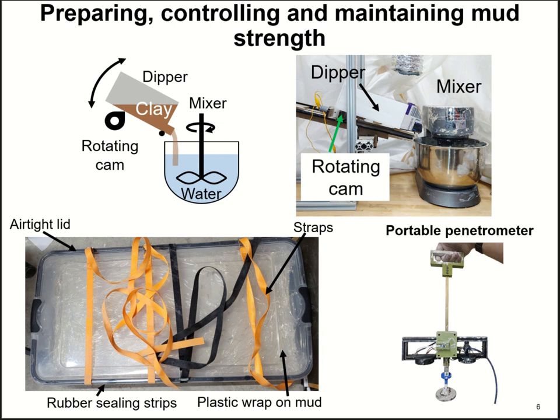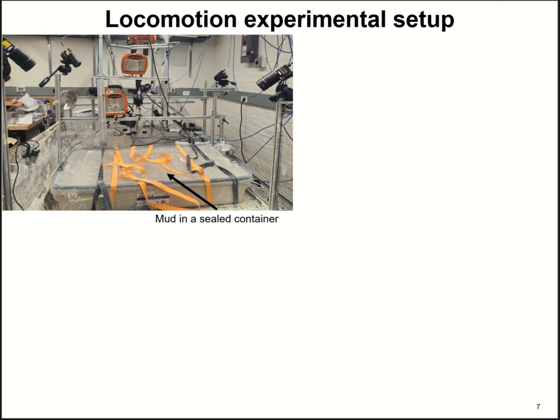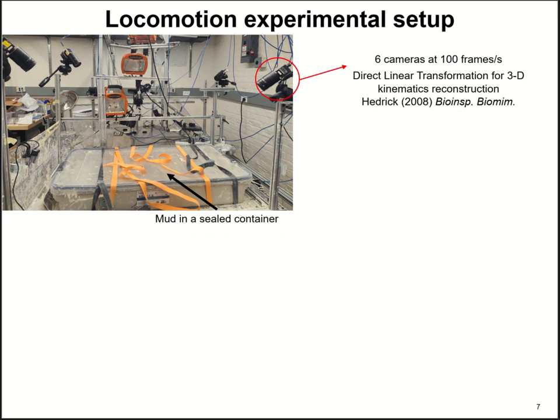Now during the experiments, we need to keep track of the water evaporation. So we built a portable penetrometer that allows us to characterize the mud on multiple locations on the mud testbed during the experiments. As part of the experimental setup, we placed the testbed in the middle, surrounded it with high-speed cameras, which allows us to track the animals during the experiments.